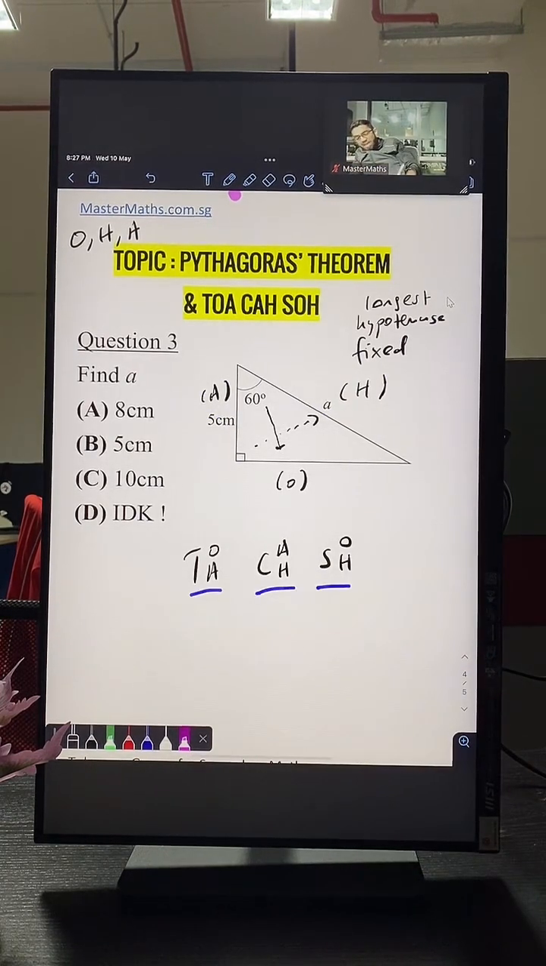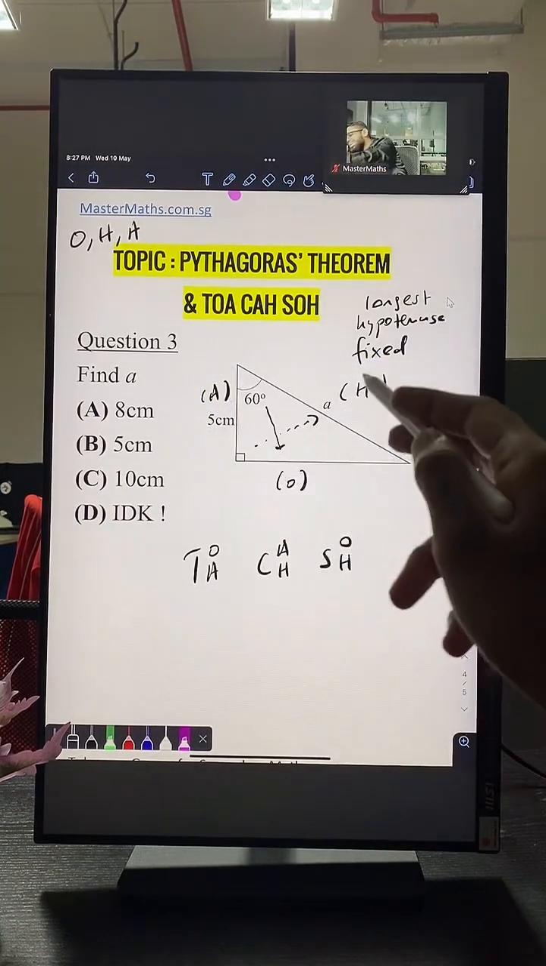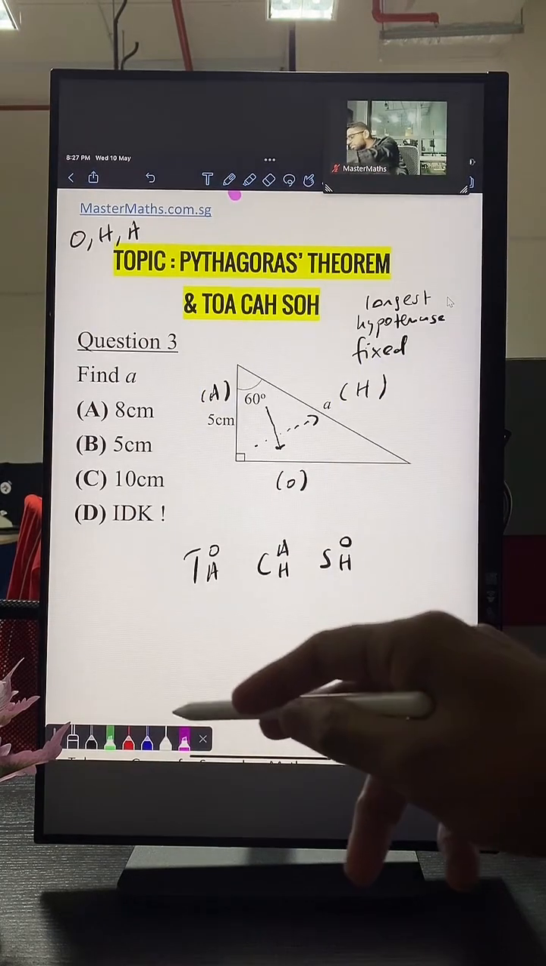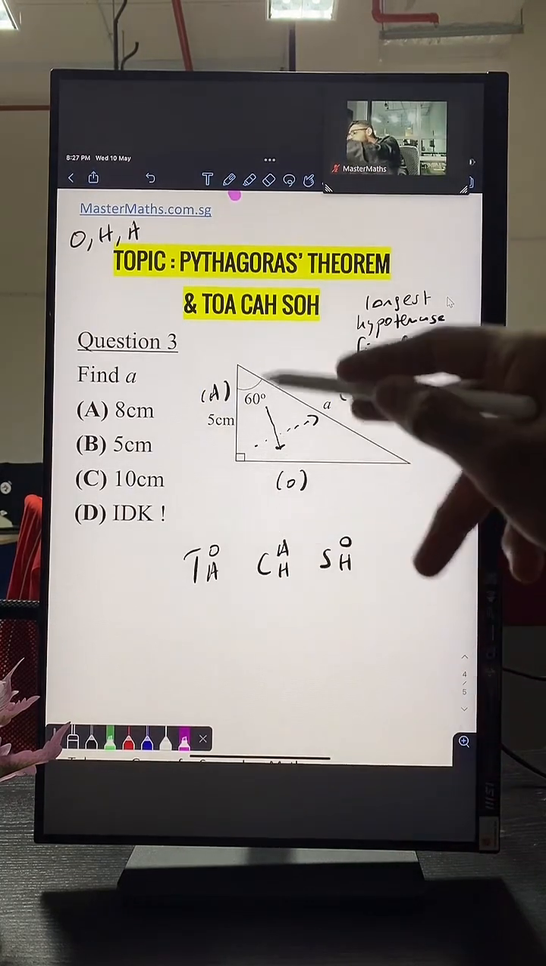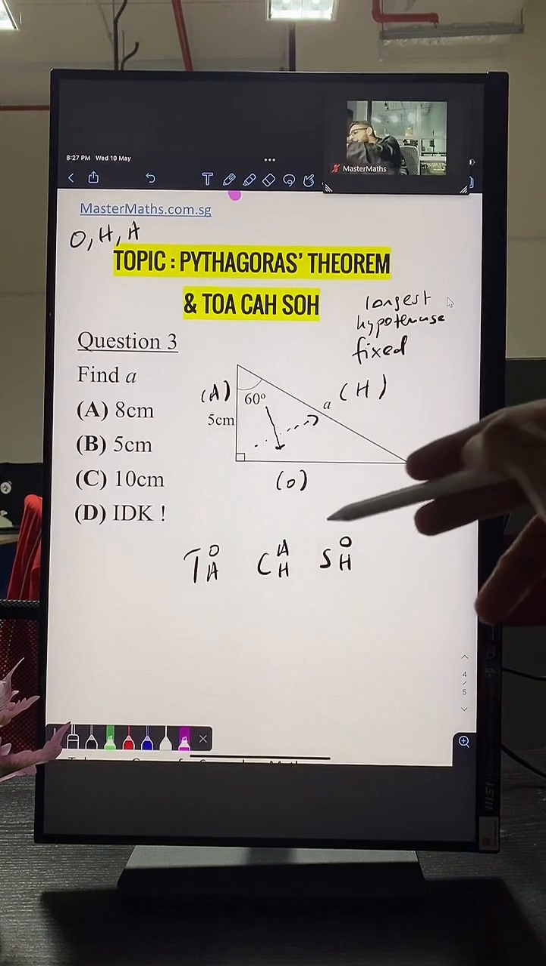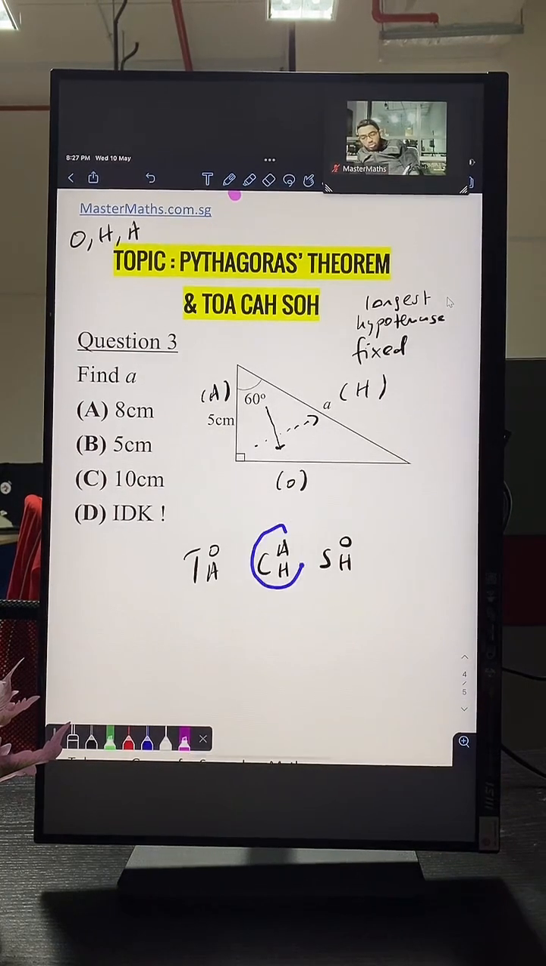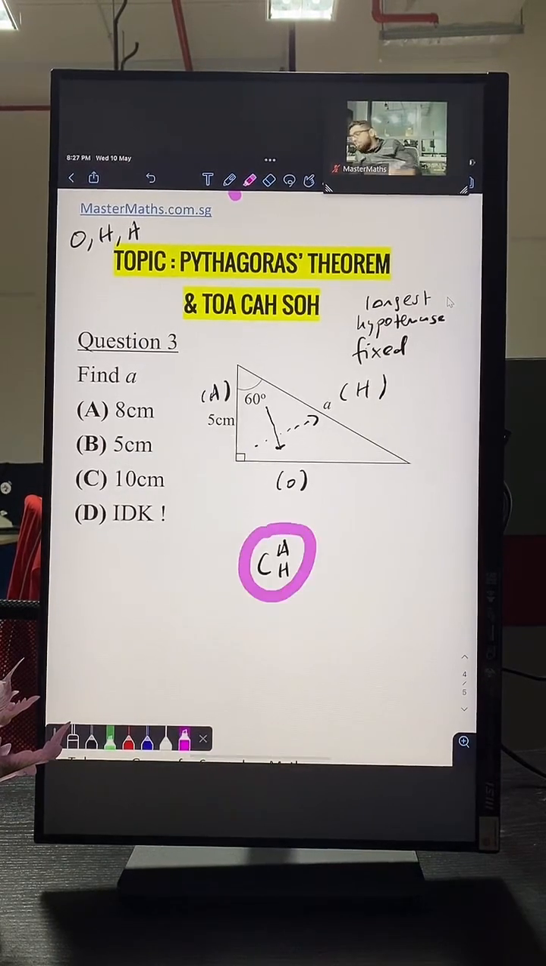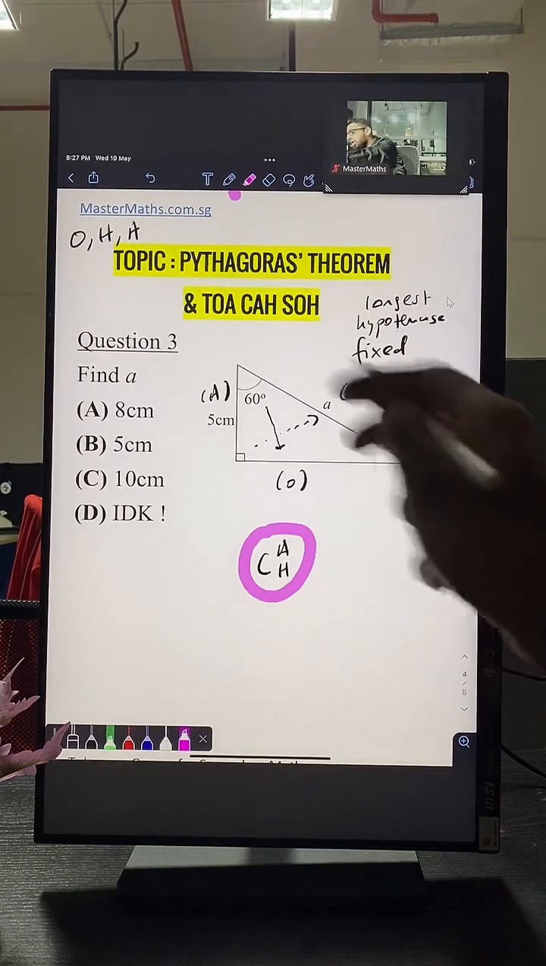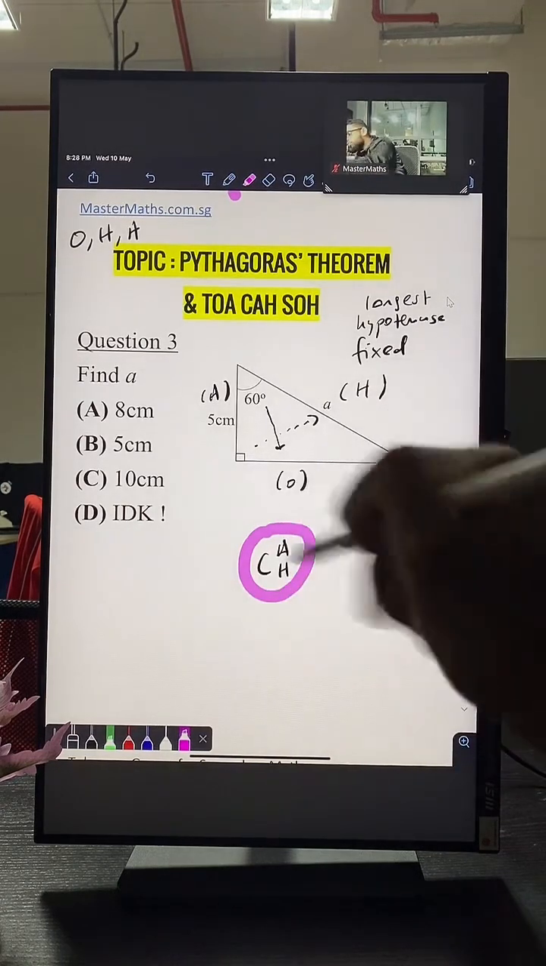Which one of TOA, CAH and SOH has A and H in it? I have 5 cm adjacent and the thing I want to find, that's the hypotenuse. Which one has A and H in it? Obviously CAH. Some of you are saying obviously CAH. It is CAH. So we don't bother about the others, don't waste time about them. We focus all our energy on CAH in this question.